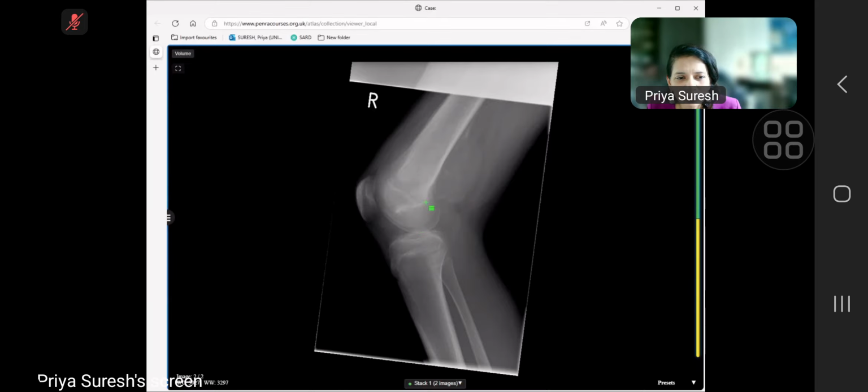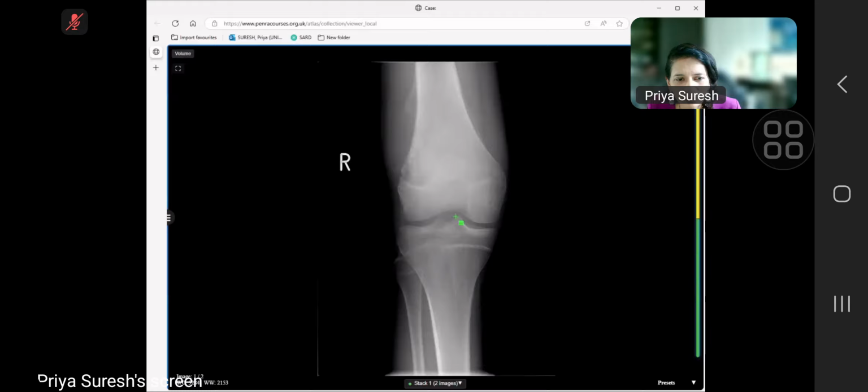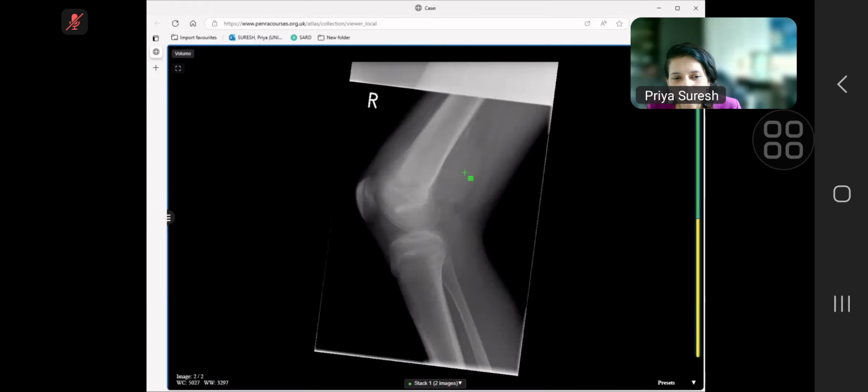Because it is important, on one view it's very difficult to report. That's why we have two views. So please ask for the other view if it's not offered, because that shows that you are meticulous, you have a methodical way of approach, and you will ask for the complete information for you to make a diagnosis.